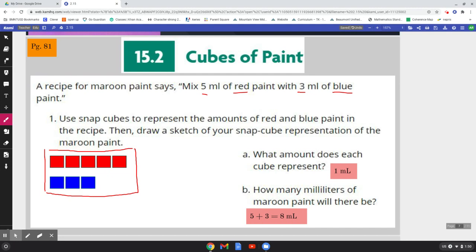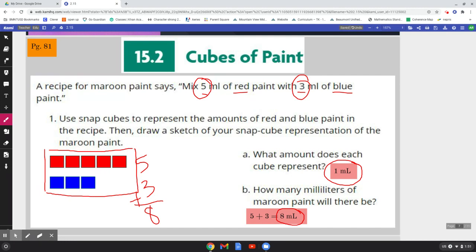Okay, so A says, what amount does each cube represent? So the answer is 1 milliliter. How many milliliters of maroon paint will there be? And the answer is 8. So you're going to take this 5 and this 3, and you're going to add them. And that's how they got 8 milliliters.